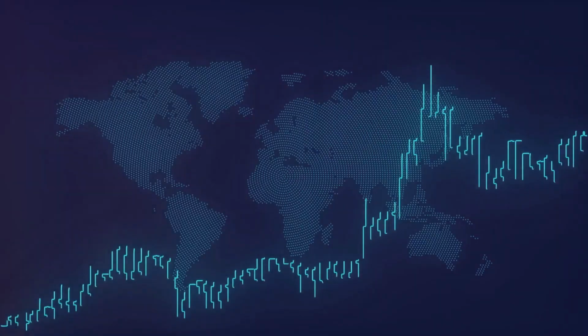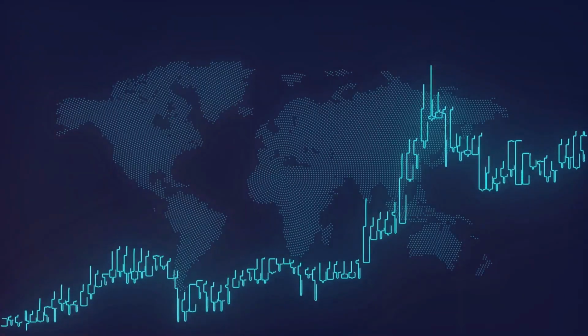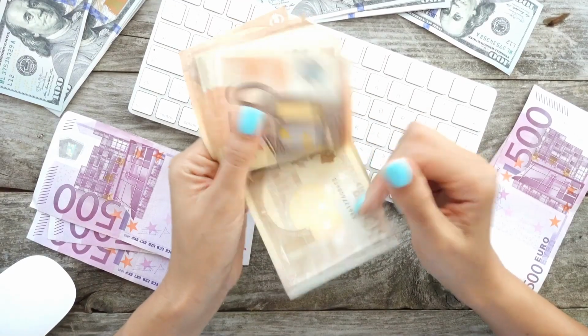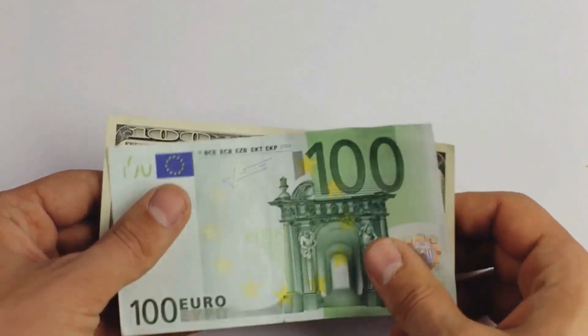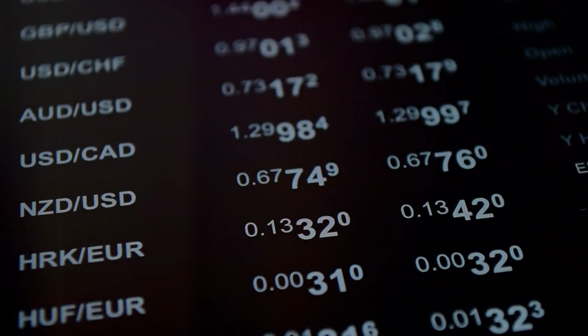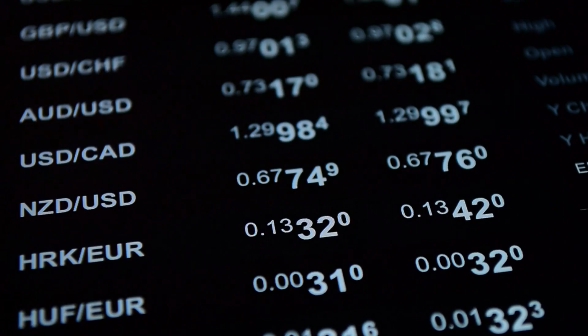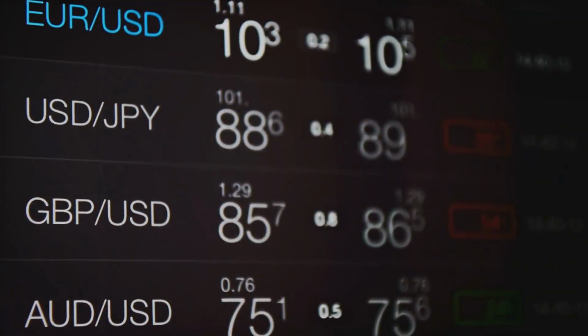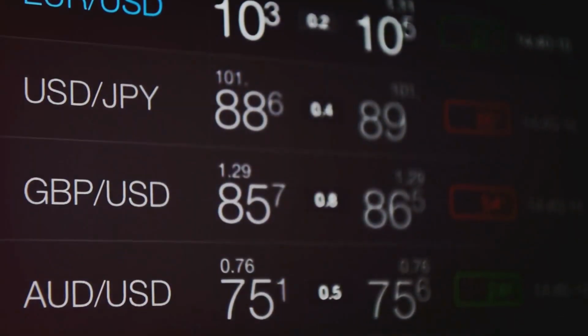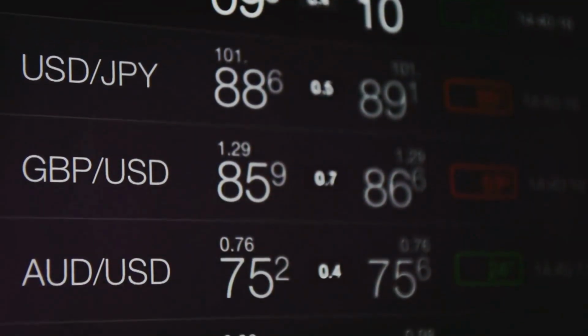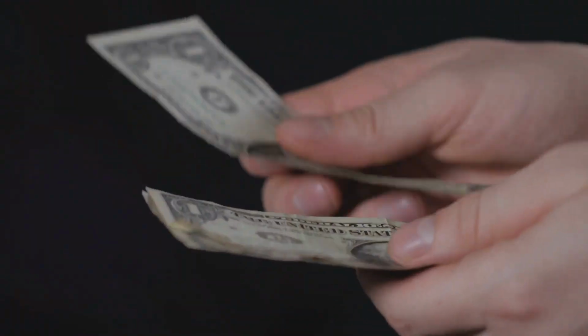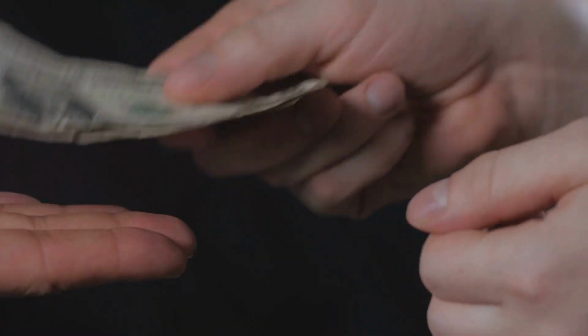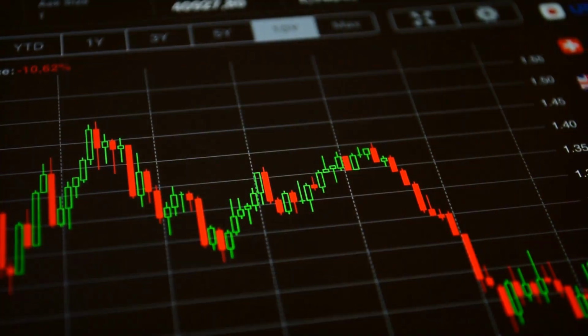Okay, let's break down Forex trading in simple terms. Imagine you're going on vacation to Europe. You exchange your US dollars for euros, right? That's a basic currency exchange transaction. Forex trading is similar, but instead of planning a trip, you're aiming to profit from the fluctuating values of currencies. In Forex, you buy one currency and simultaneously sell another. The goal, to buy low and sell high.